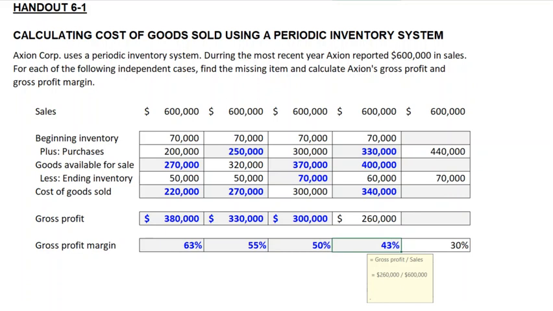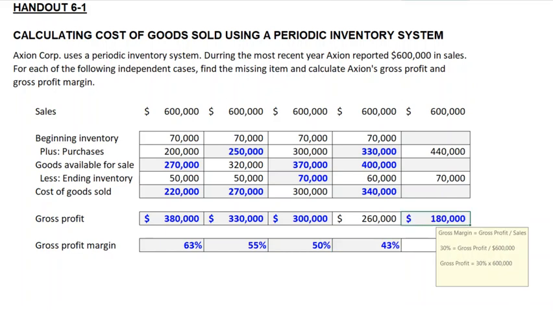of $600,000. The last scenario, our starting point is going to be making use of our sales of $600,000 and our gross profit margin of 30%. Again, recall, our gross profit margin means how much profit we're making for every dollar in sales. And in this case, we're making 30 cents in profit for every dollar we have in sales.